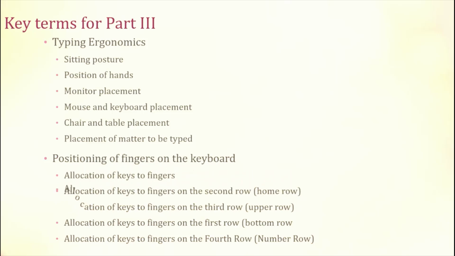row, that is home row, allocation of keys to finger on the third row, that is upper row, allocation of keys to finger on the first row, that is bottom row, allocation of keys to fingers on the fourth row, that is number row. Also, we will be covering using numeric keypad, successful keyboarding tips, and check your typing ergonomics.